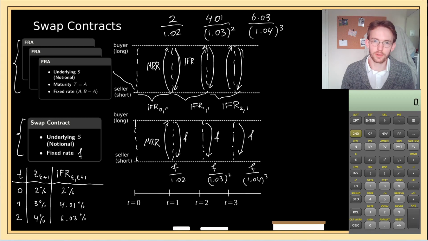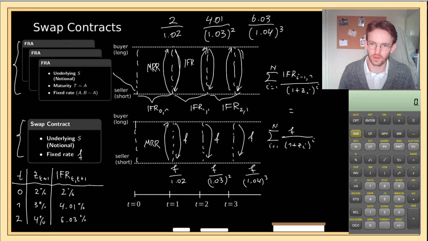Now if the value of the set of forward rate agreements and the value of the swap contract are to be equal at inception, then this big sum needs to be equal to this big sum. So in general, we want this big sum to be equal to this big sum, where here we use the implied forward rates for calculating the time value, and here we use the fixed rate for calculating the time value.